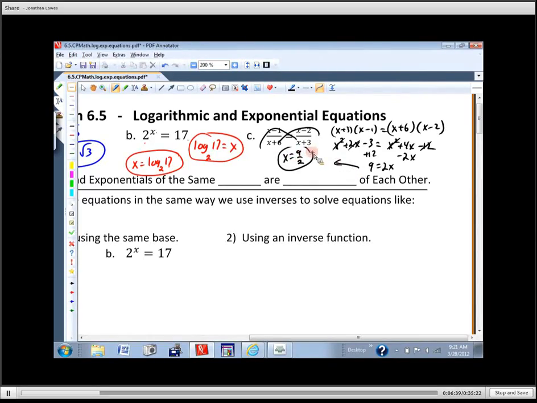9/2. Is that one of the two numbers that would not work? Nope. So do we get to keep that answer? We do. Okay, that is the solution. Any questions?